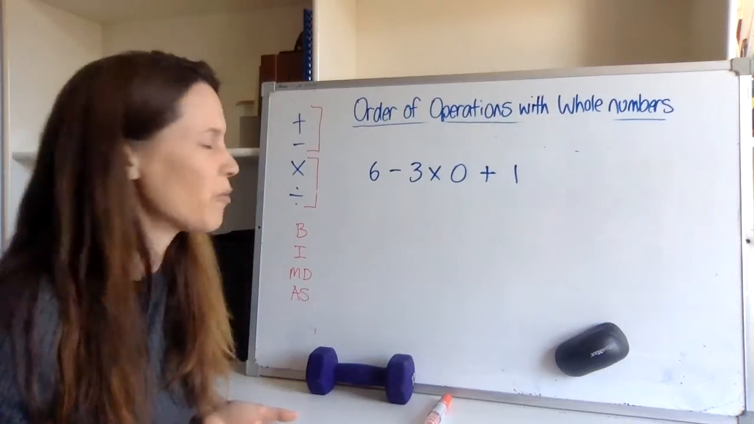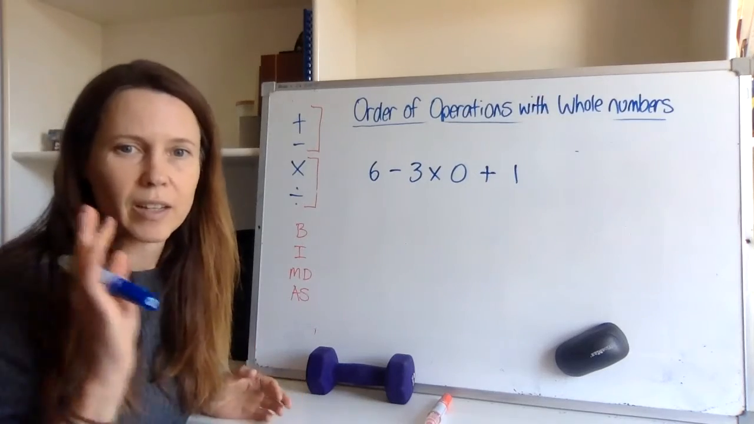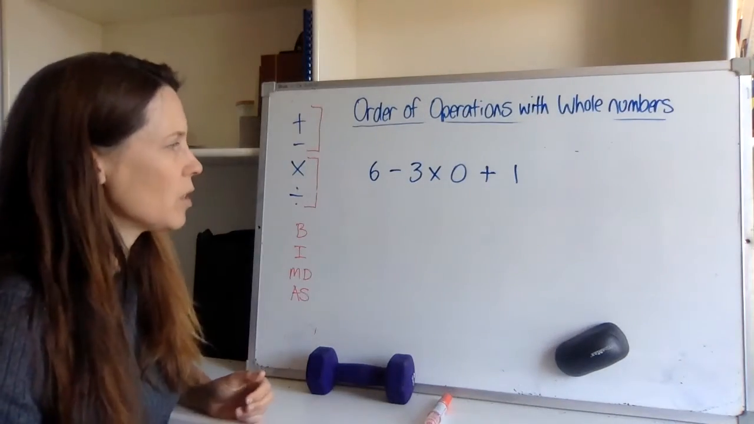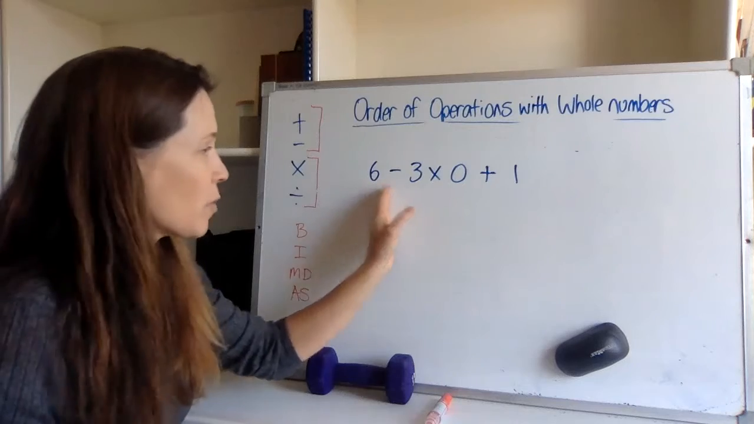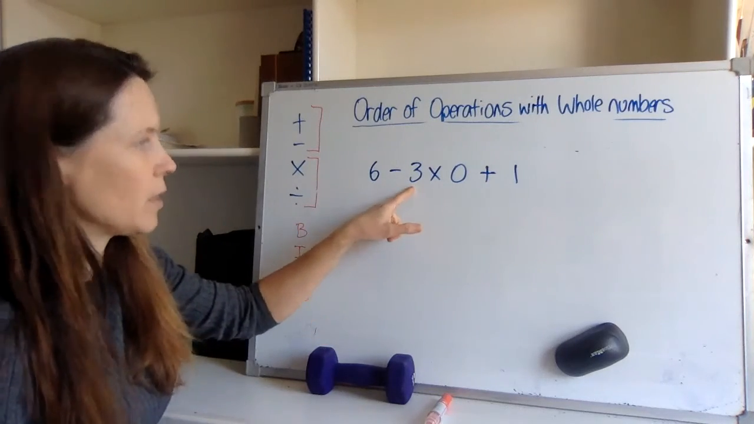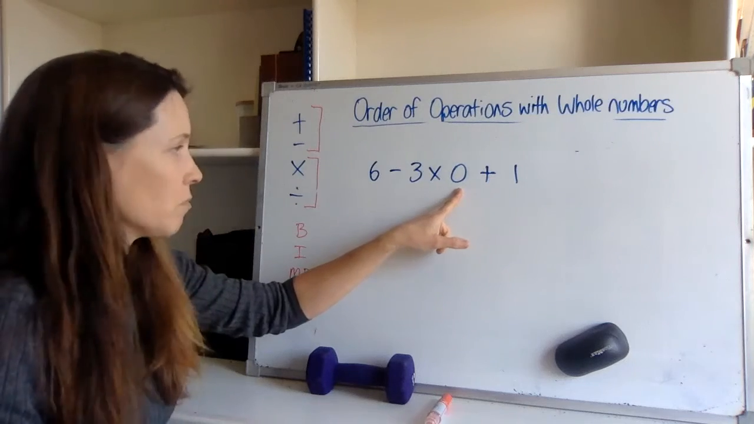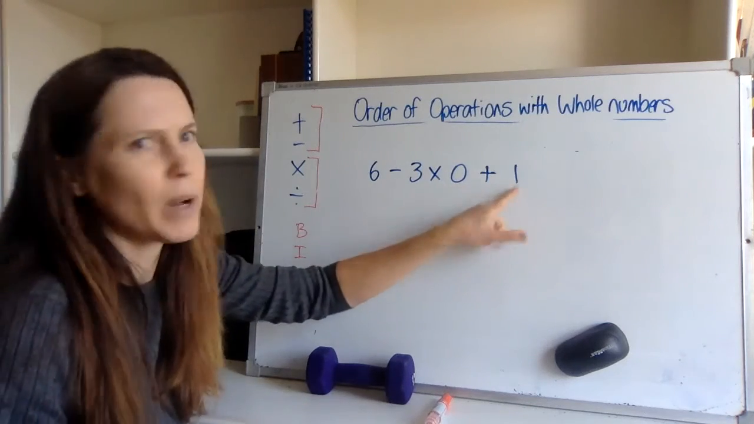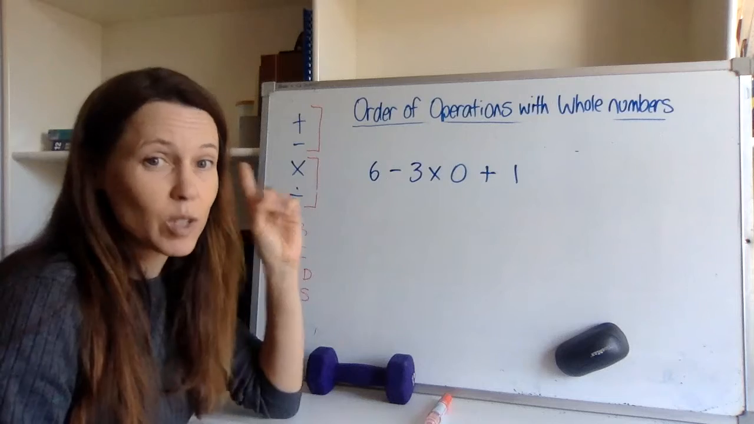And a nice simple one to finish, just to check that you've got it. Now, lots of adults get this sort of thing wrong. A lot of people just read this from left to right. Start with the 6 and say minus 3, I've got 3. Multiply by 0, I've got, well, 3 times 0 is 0. Add 1 and they'll say the answer is 1. The answer is not 1.